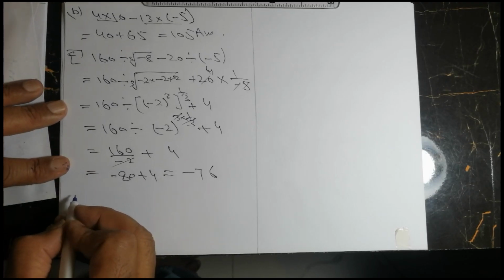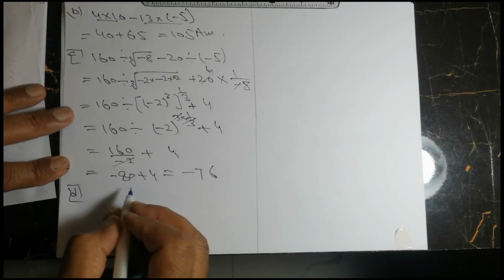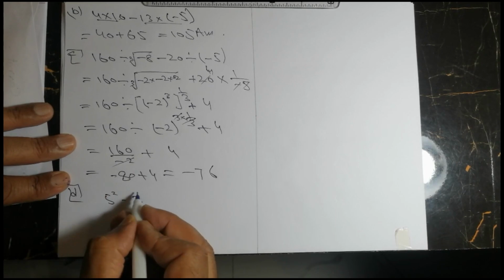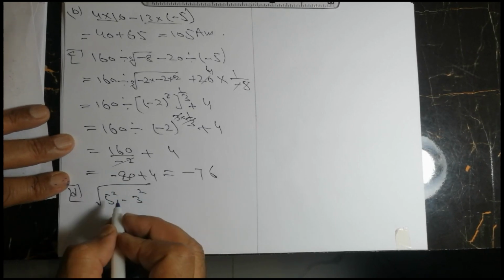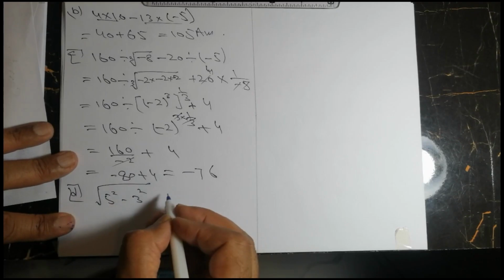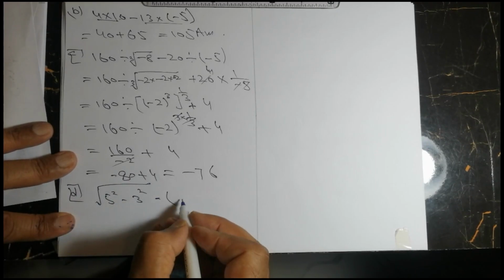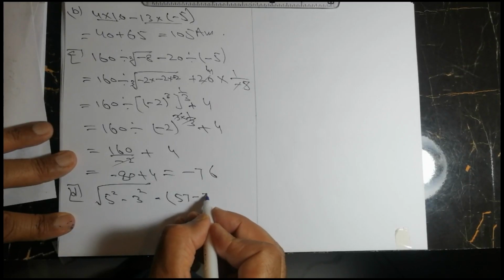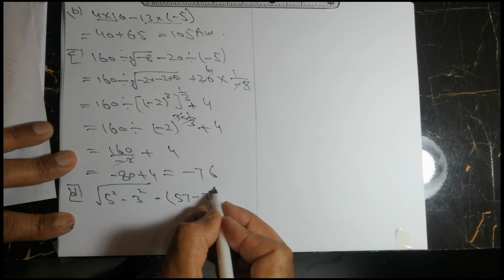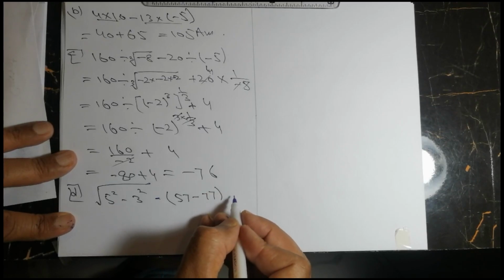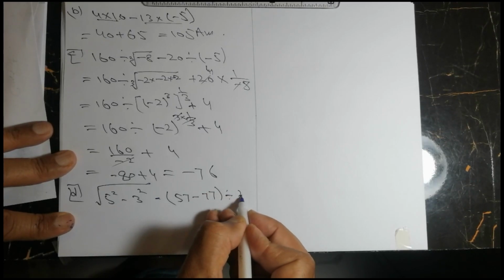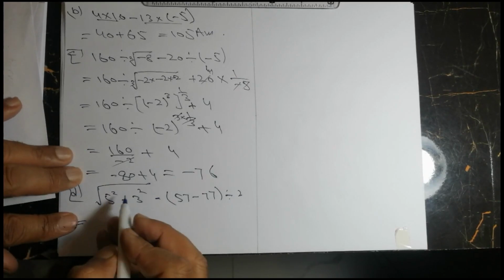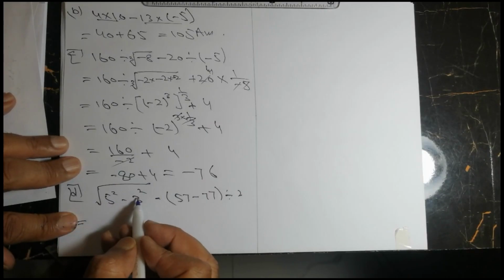Then part D of this question: 5 square minus 3 square minus 57 minus 77, divided by 2. So first we should solve this one.